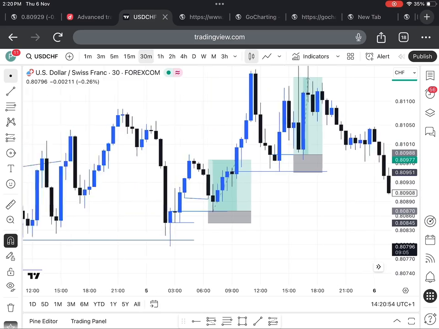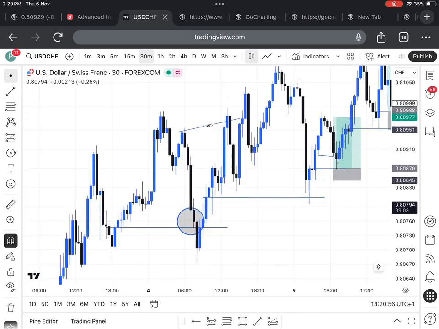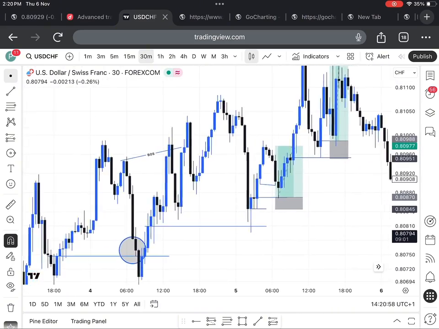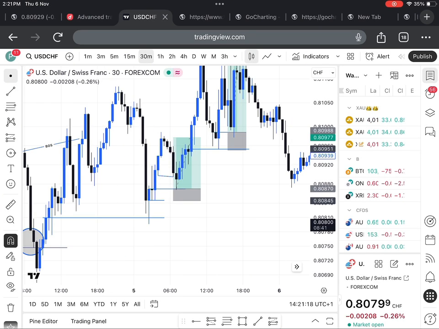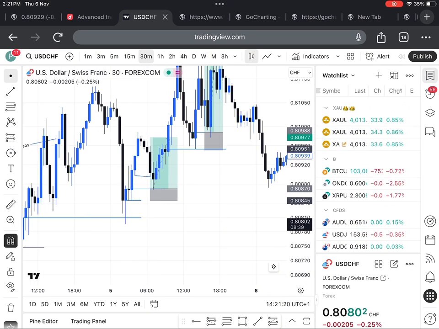All right, so you can see what happened here. Beautiful, right? Once you understand price, you can see that USD gave like four entries, but because we're taking our trade on confirmation, that's why we got two solid entries.